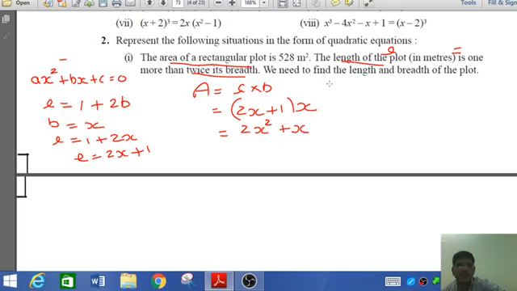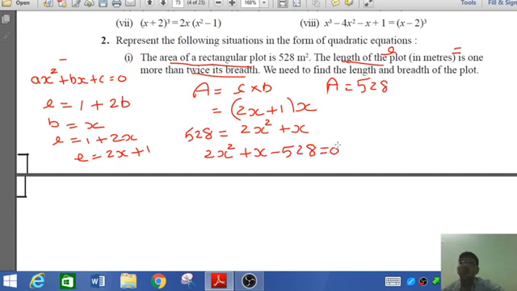What is the area given in the question? Area is given as 528. So I have to write here 528. So the standard form is 2x square plus x minus 528 is equal to 0.